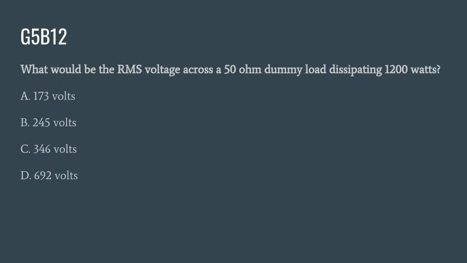G5B12. What would the RMS voltage across a 50 ohm dummy load dissipating 1200 watts be? A. 173 volts. B. 245 volts. C. 346 volts. Or D. 692 volts. Correct answer B. 245 volts.